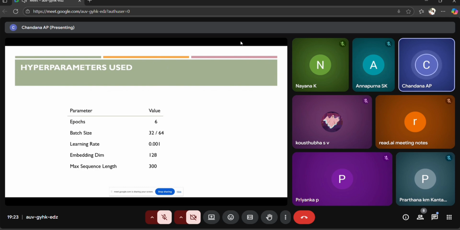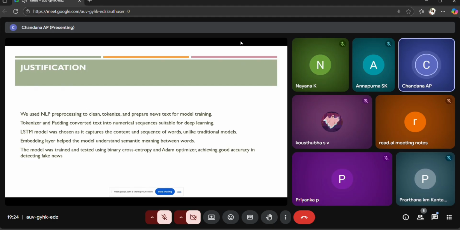We trained the model for 6 epochs, which means the entire dataset was passed through the model 6 times. The batch size used was either 32 or 64, depending upon memory. Then we set the learning rate to 0.001, which ensures stable convergence. Our embedding dimension was 128, representing the size of each word vector. Then the maximum sequence length was 300, meaning that the input sentence was padded or truncated to 300 words to maintain uniformity. Then moving on to the next slide, that is justification.